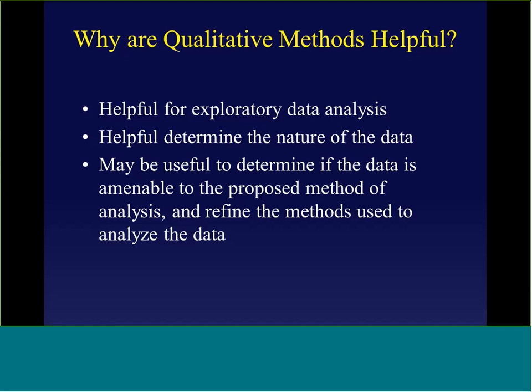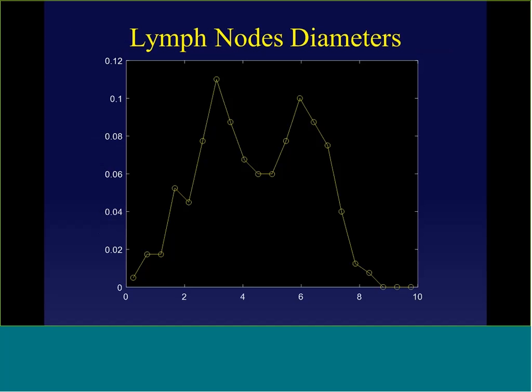It's also helpful to determine the nature of the data. It may be useful to determine if the data is amenable to the proposed method of analysis and to refine the methods of analysis used. So shown here, let's say that one's interested in looking for a certain disease, and you're looking at the diameters of a lymph node in this particular disease, and you want to compare them with a normal population. Let's say you want to use a t-test to compare the mean here with the means from a normal population. Can anyone chat in and text why it might be a problem to use a t-test on this data set?